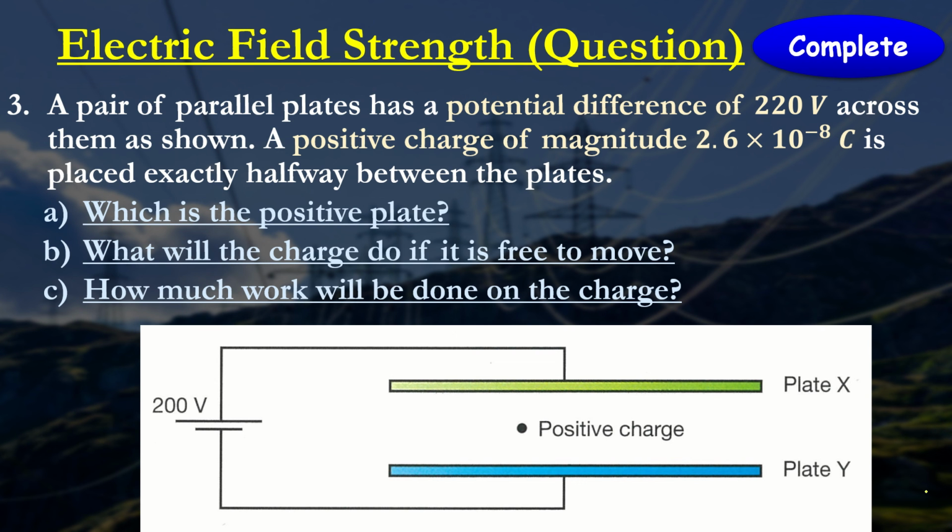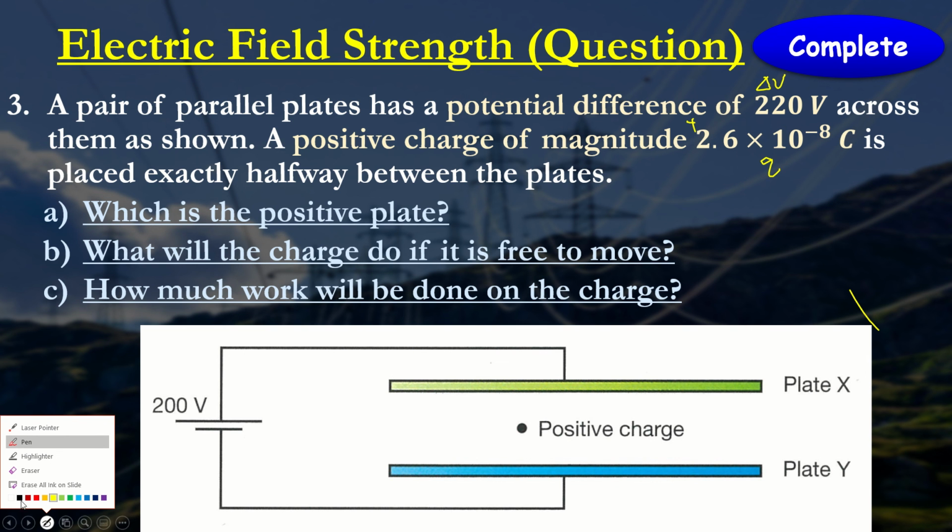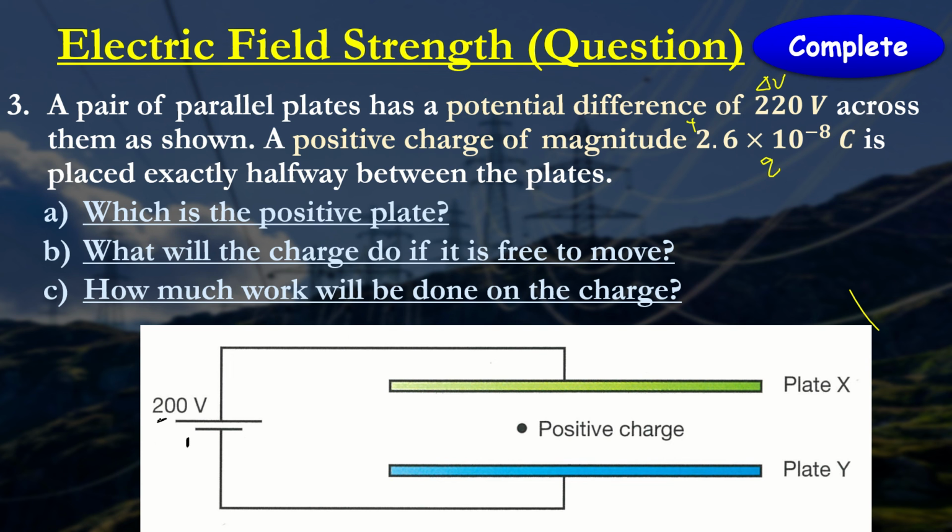Right, the last one is we have a pair of parallel charge plates with a potential difference of 220. So that's delta V. Positive charge of magnitude of this, so that's positive. Which of the plates is positive? If we quickly look, again, I'll do a quick little scribble. The shorter side of the battery is always negative, the longer side is always positive. So the top part is positive, the bottom part is negative.